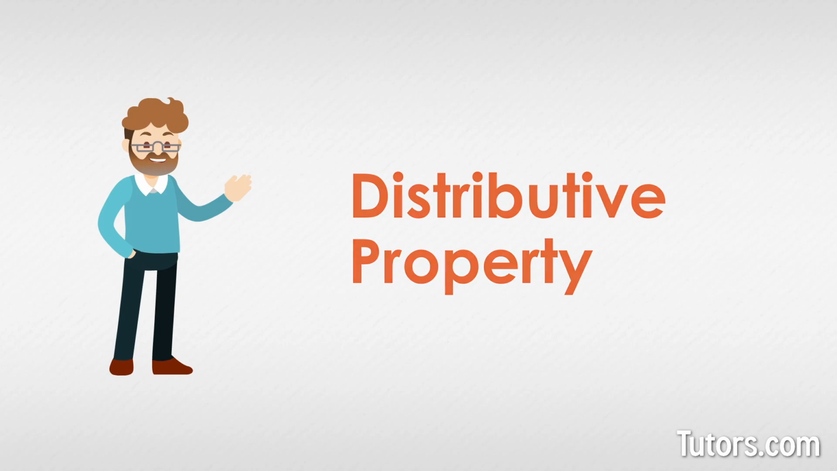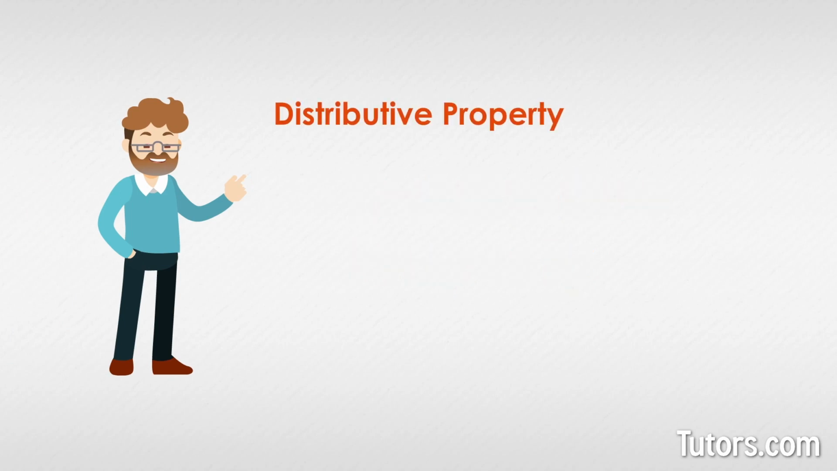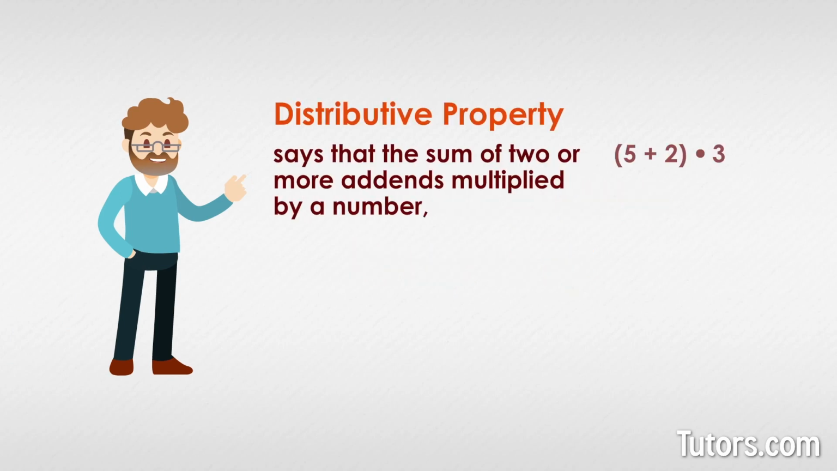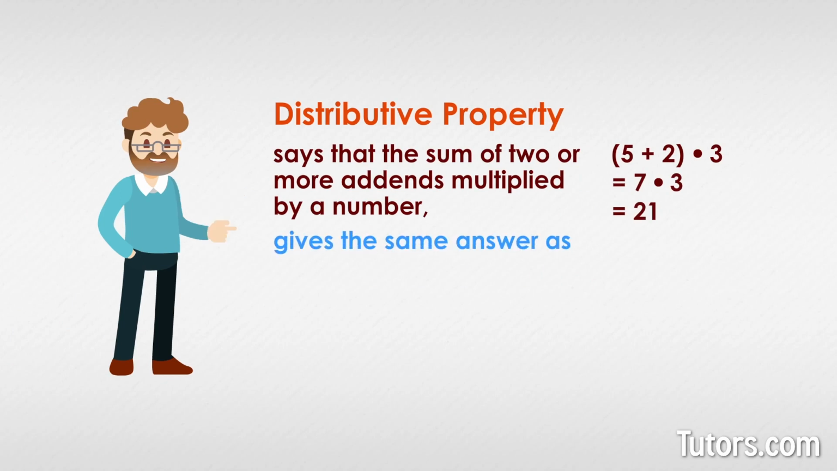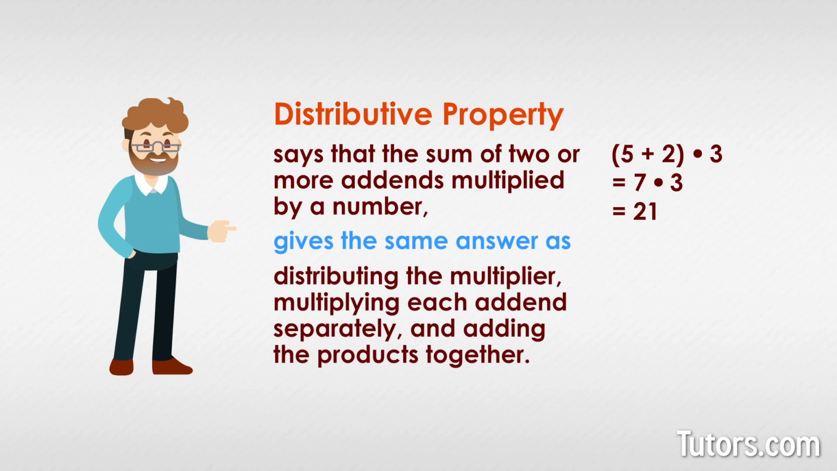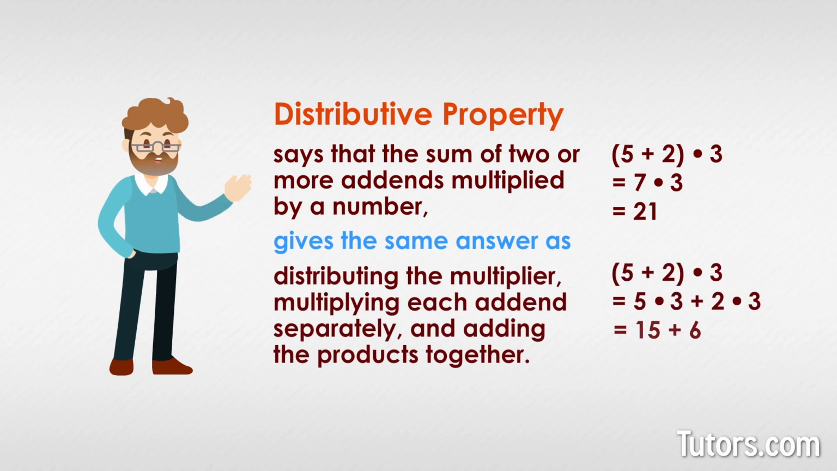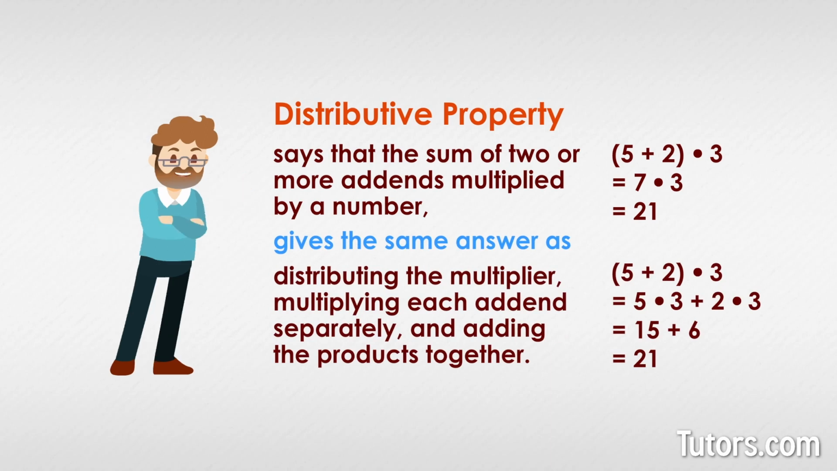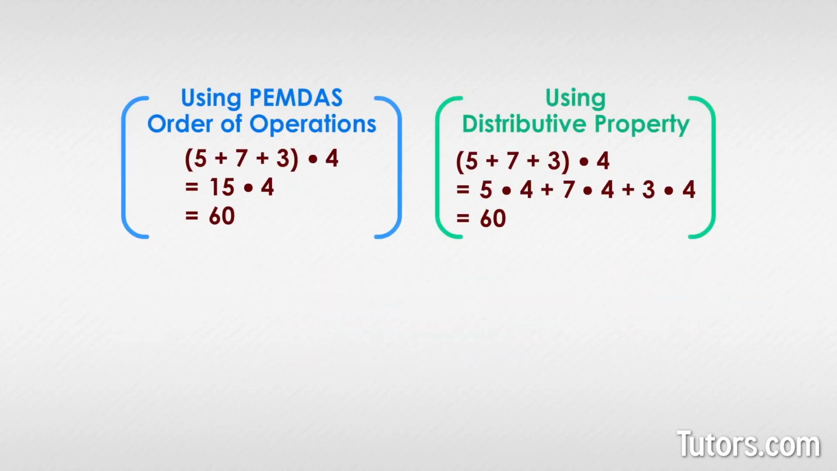Distributive property. In math, the distributive property says that the sum of two or more addends multiplied by a number gives you the same answer as distributing the multiplier, multiplying each addend separately, and adding the products together. Distributive property is one of the most used properties in mathematics.